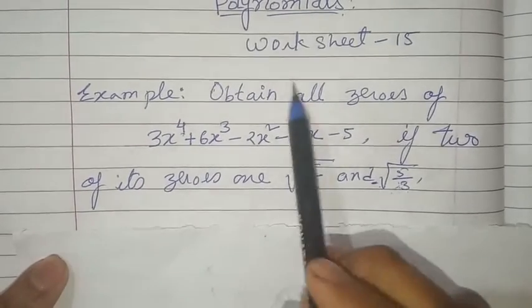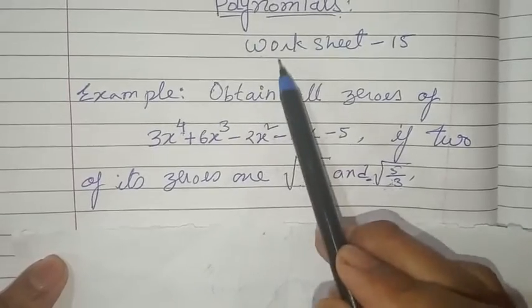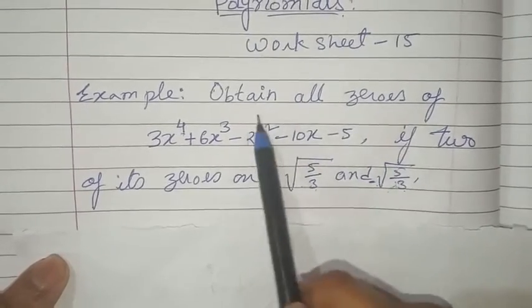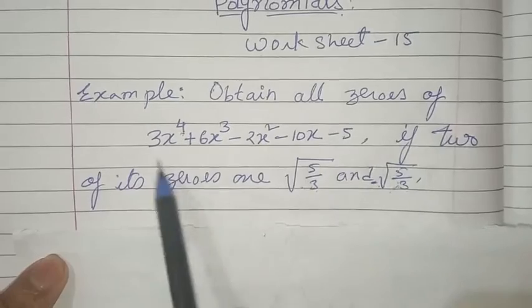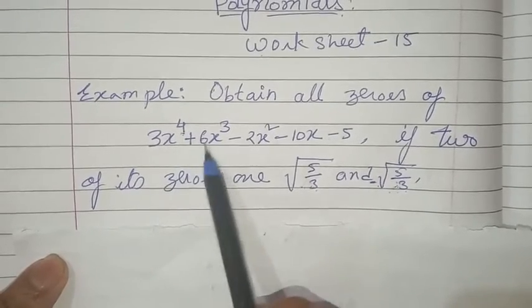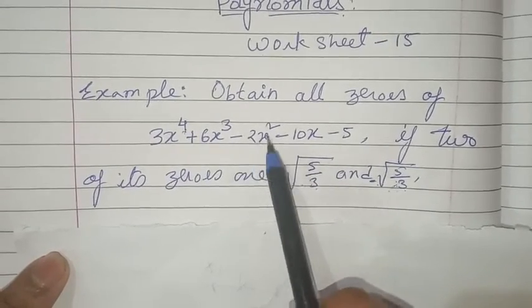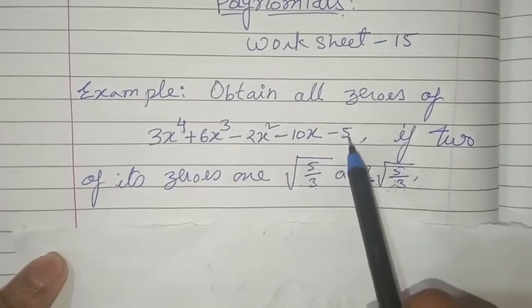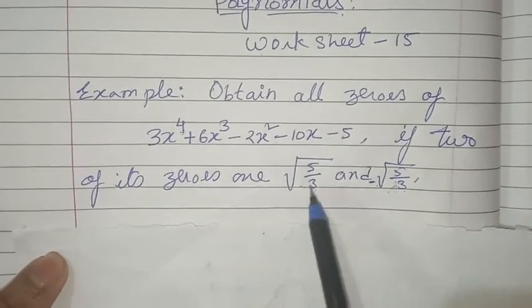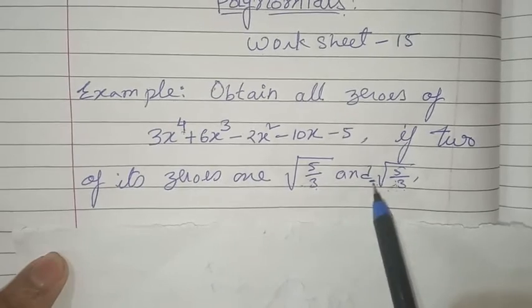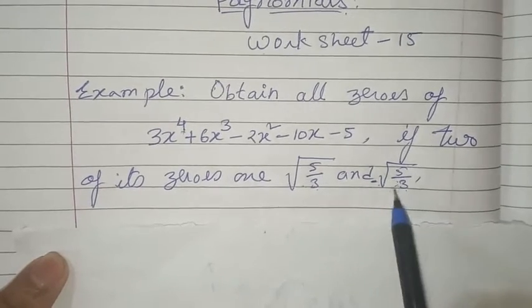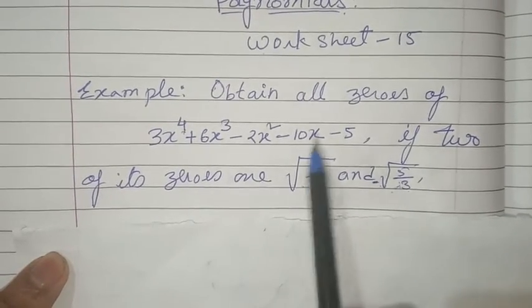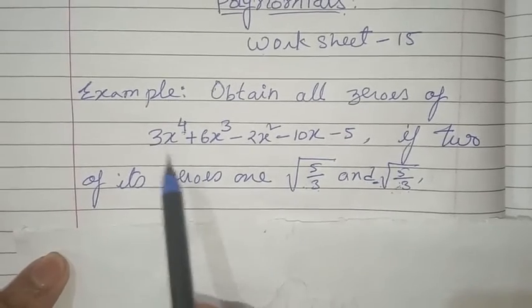Today we will begin polynomials, worksheet number 15. Obtain all zeros of 3x^4 + 6x^3 - 2x^2 - 10x - 5 if two of its zeros are √5/3 and -√5/3. This particular problem we have taken from worksheet number 15, and this is the solved problem.